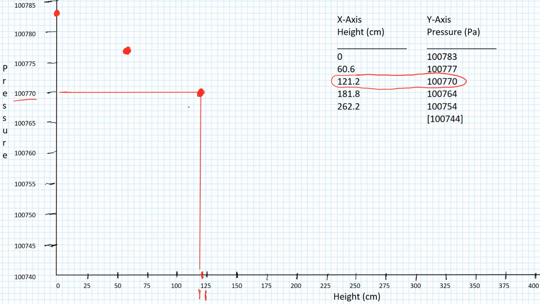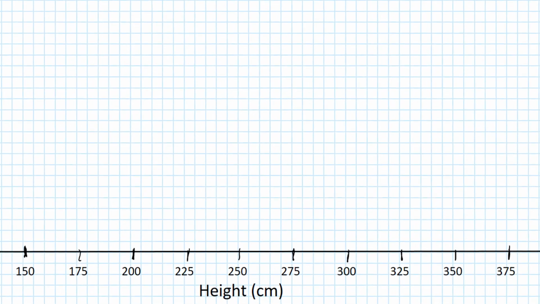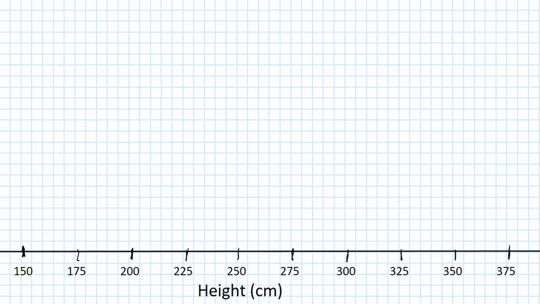And now I'm ready for my fourth data point. So I've got my fourth data point plotted, and I'm ready to do my last data point, my fifth data point. I'm looking for 262.2 on my x-axis. So let's zoom in here. We'll look at 250, 255, 260, 265. So 262.2 is almost right smack between those 2 points right there.